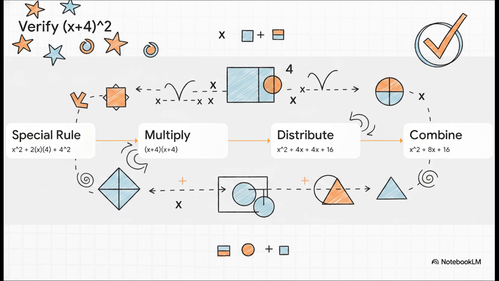Now, let's verify that with ordinary binomial multiplication, (x plus 4) times (x plus 4). Distribute that out to get x squared plus 4x plus 4x plus 16. Combine those middle terms, and yep, we get x squared plus 8x plus 16. By verifying our shortcut against regular old distribution, we confirm they yield the exact same polynomial. It proves these special product rules are built on a rock-solid mathematical foundation.